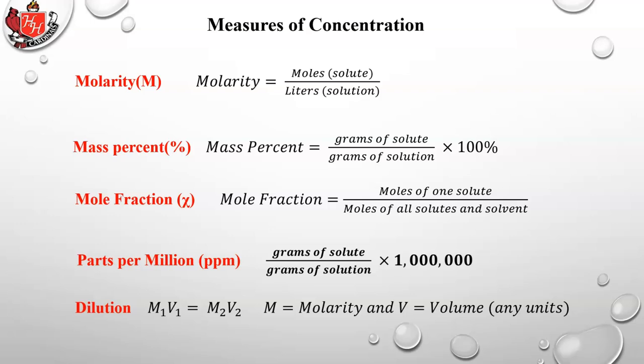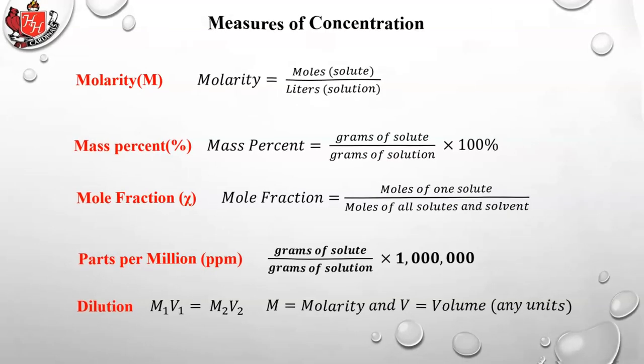And another one that's important is dilution. It is basically if you start with a certain molarity and a certain volume and you add water. So this is you made the lemonade too strong, so you add some water to make it weaker. That's called dilution. And so the molarity before times the volume before equals the molarity after times the volume after. It's a very simple formula.